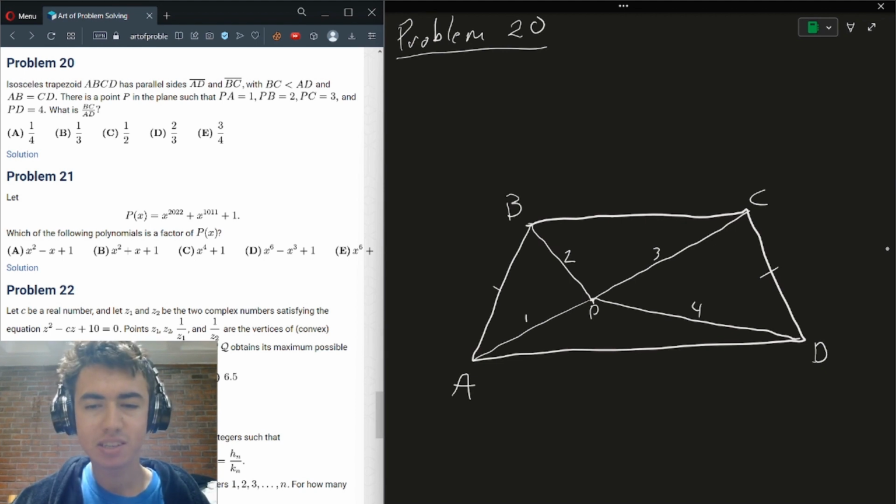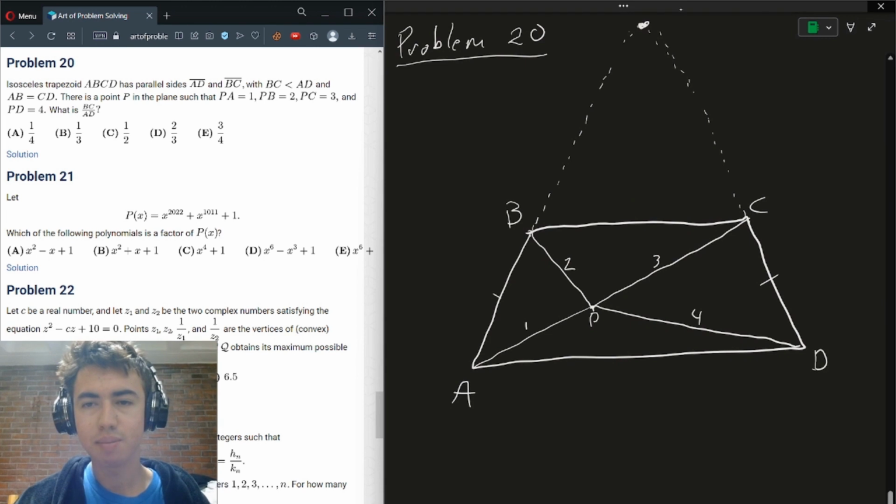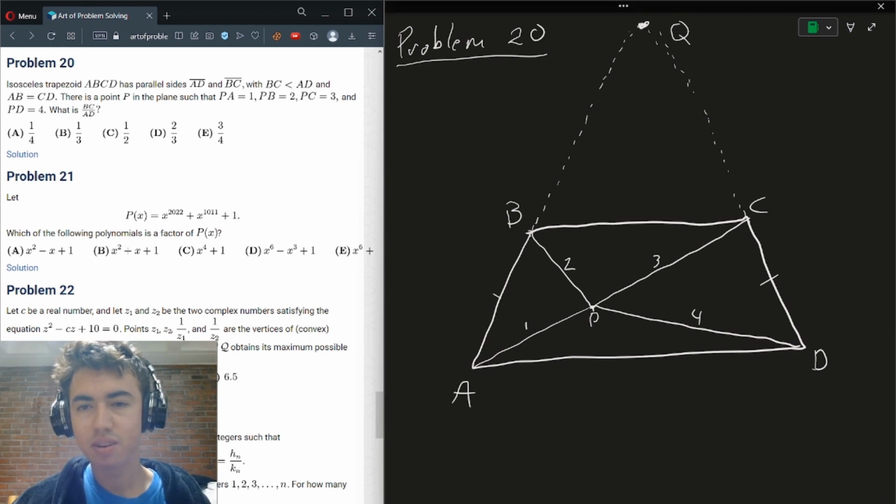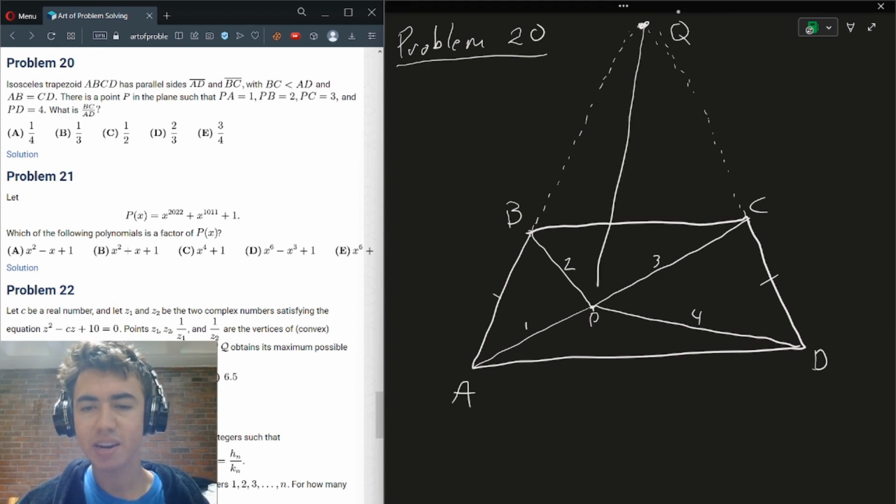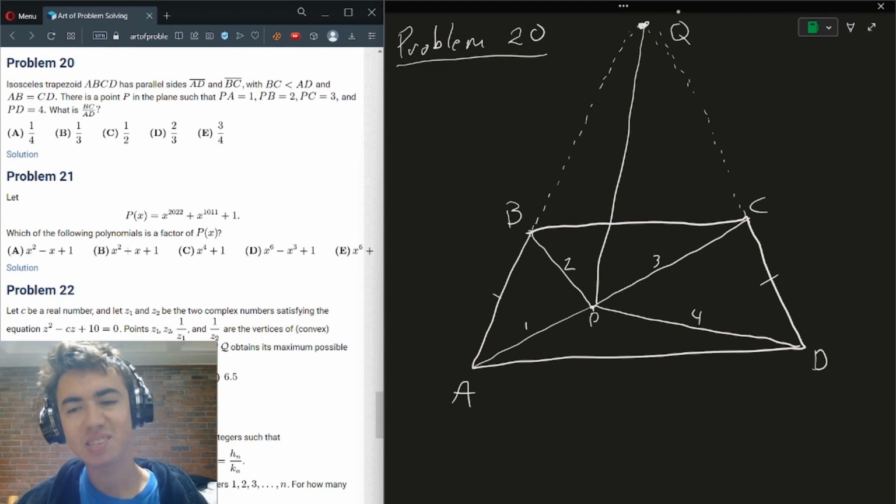With trapezoids, especially isosceles trapezoids, but in general, it's nice to make it a triangle, right? So you're just extending this top side to make a triangle. And then I will label this point Q. And then I'm also going to draw the line from P to Q. This is just something where you draw some random lines to see if anything works out, basically. Or at least that's my perspective. Let me know if there's a more methodical way to do it.